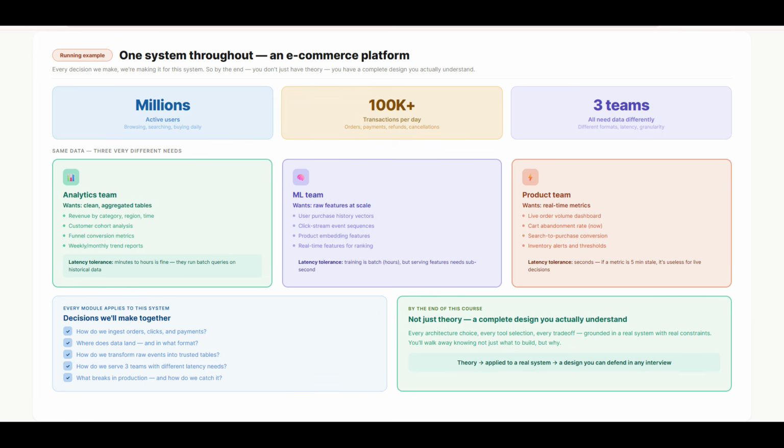And we're going to use the same example throughout. An e-commerce platform, millions of users, hundreds of thousands of transactions a day, multiple teams that all need data in different ways. Your analytics team wants clean aggregated tables, your ML team wants raw features, your product team wants real-time metrics. Every decision we make, we're making it for that system. So by the end, you don't just have theory, you have a complete design you actually understand.